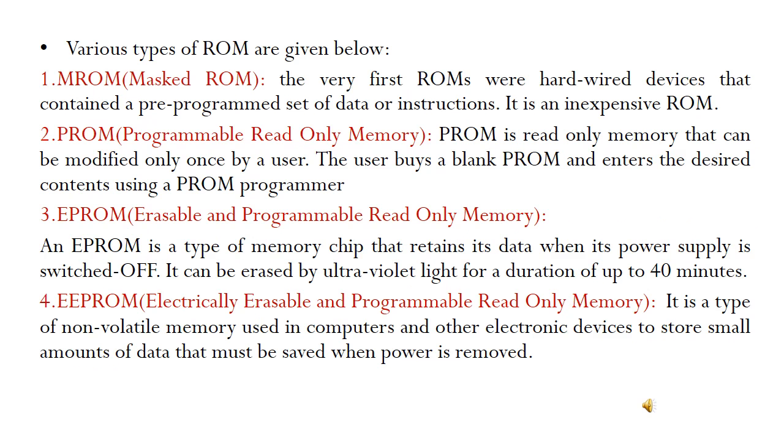ROM is divided into different types. First is MROM. It means mask ROM. The very first ROMs were hardware devices that contain a pre-programmed set of instructions or data. It is an inexpensive ROM. So first is the MROM, the mask ROM, a hardware device that contains a pre-programmed set of instructions or data.